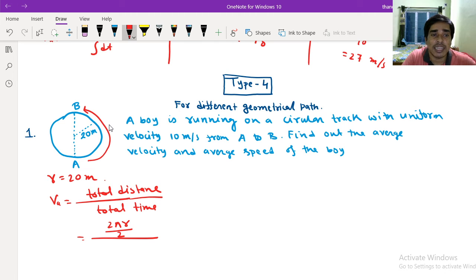This is the total path, and you have to calculate the total time. The total time can be calculated from the total path, that means pi r, divided by the velocity v. So it can be calculated as 2 pi r divided by 2 into v, by pi r. So pi r we cancel out.